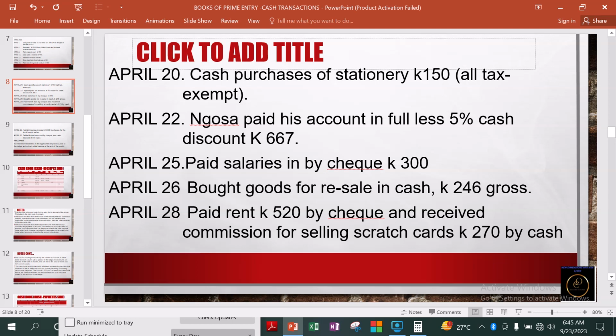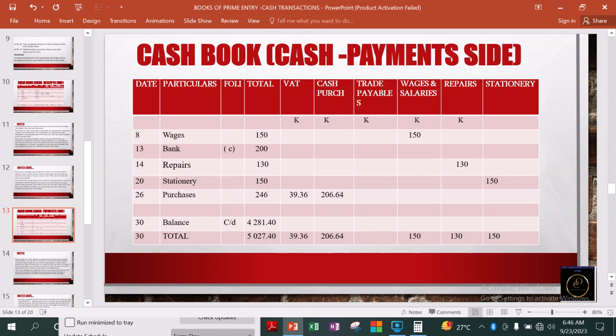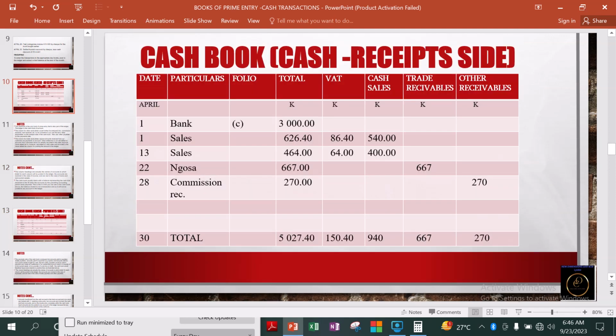So April 20th, we go cash purchases. So we paid cash, meaning that we go to the cash book cash payment side, because the cash till is the one which was giving out 150. So we go and see the cash payment side. We see 150 there, and that is stationery. It's listed there. So we go to the next transaction.